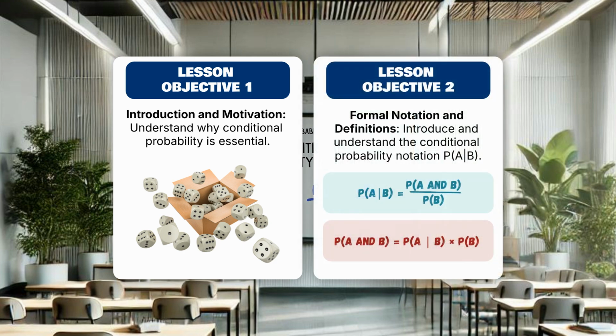Formal notation and definitions. Next, we'll introduce the special notation used for conditional probability, specifically the probability of event A occurring given that event B has occurred. We will understand how this notation helps in clearly communicating and solving problems involving conditional probabilities.